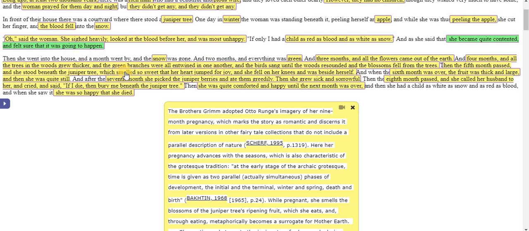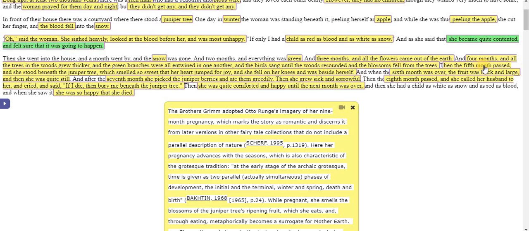She stood beneath the tree, which smelled so sweet that her heart jumped for joy, and she fell on her knees and was beside herself. So again, this is relating to the woman, relating the experiences of the woman with what she sees around herself, what she sees in nature.